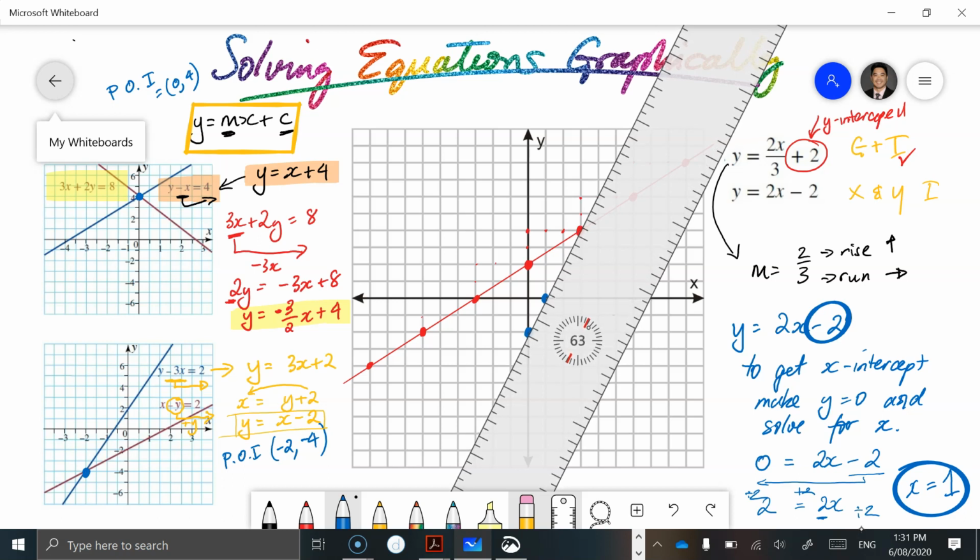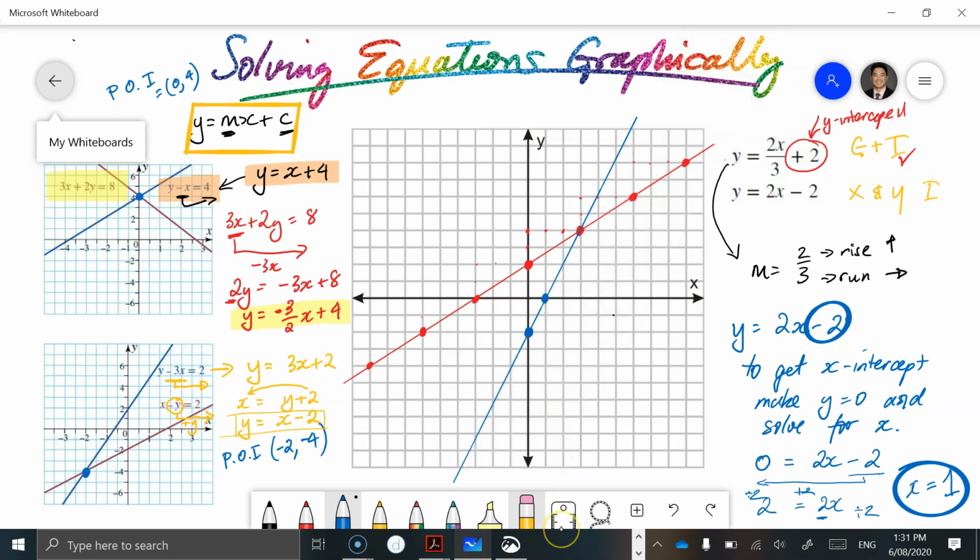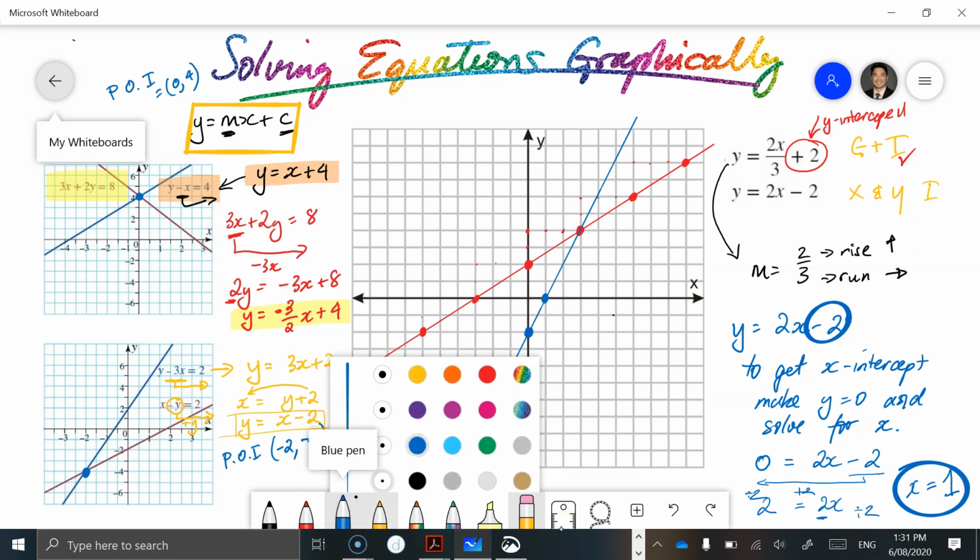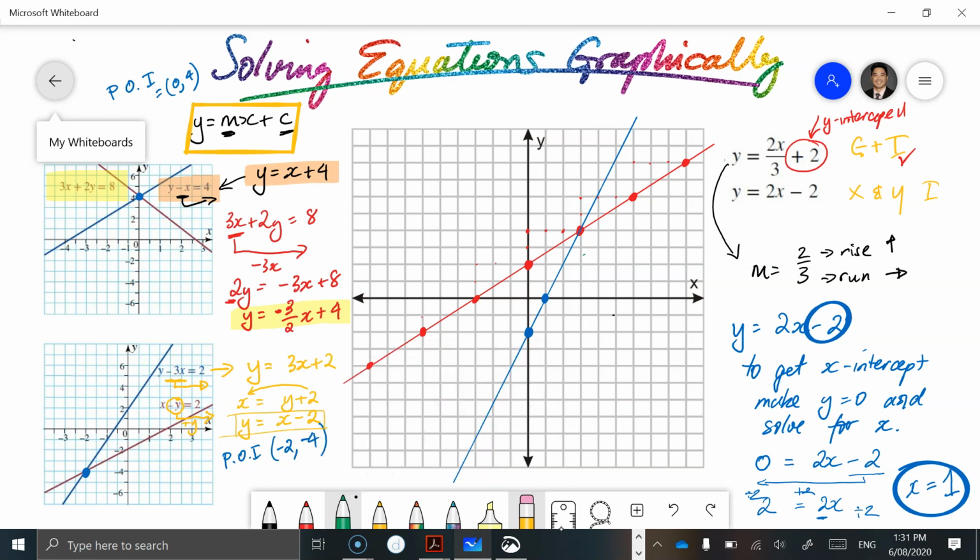Okay, so let's graph this, put this together. I think that's straight enough. Yep, we'll keep going and going across. There we go. And we can see that the point of intersection, and I'll use a different color here, the point of intersection is right there at x is 3 and y is 4.